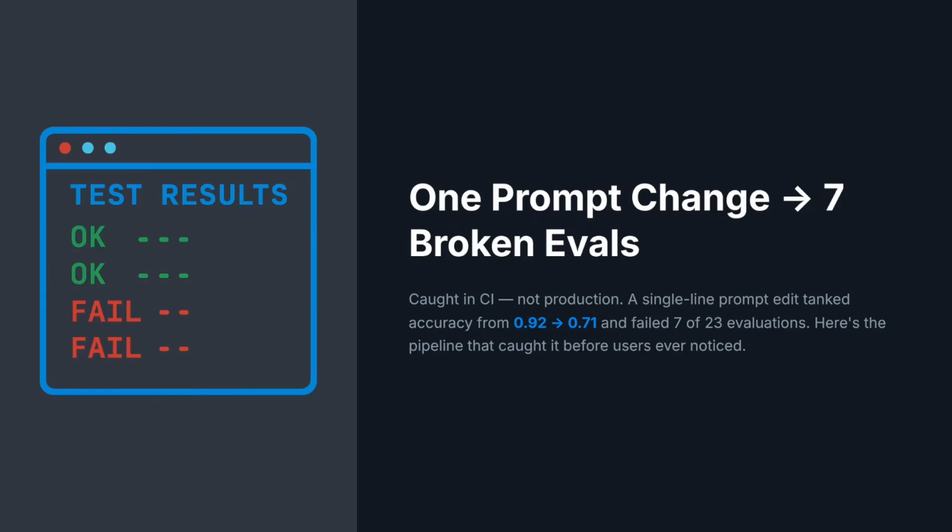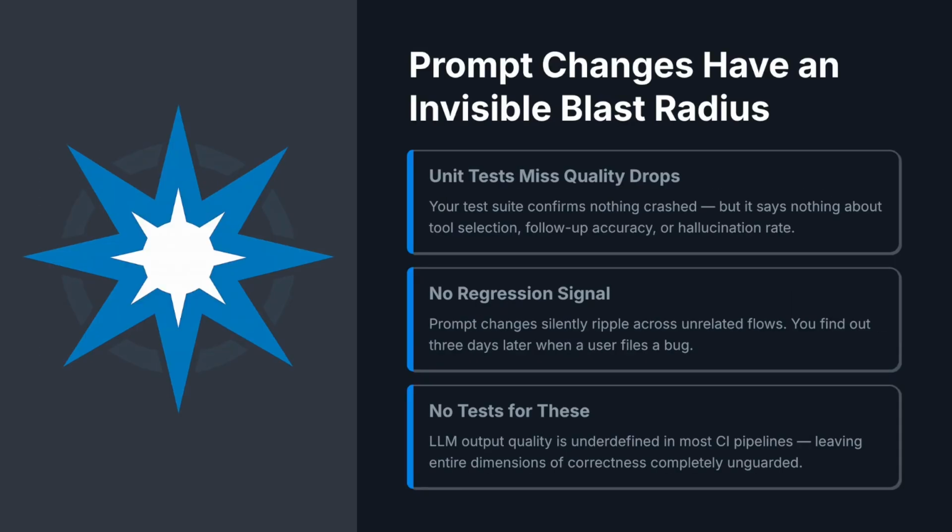One line change to a prompt broke 7 out of 23 evaluations, but it was caught in continuous integration and not production. You know that feeling. You tweak a prompt to fix one edge case, ship it, and 3 days later someone pings you saying a totally different flow is broken. Unit tests passed, nothing crashed. Today we are building the eval pipeline that catches this stuff before it ever gets near production.